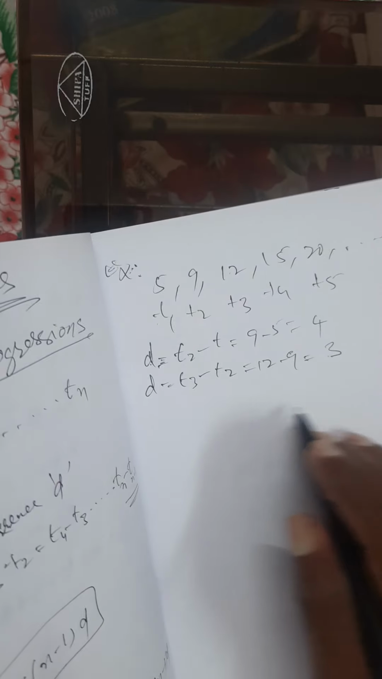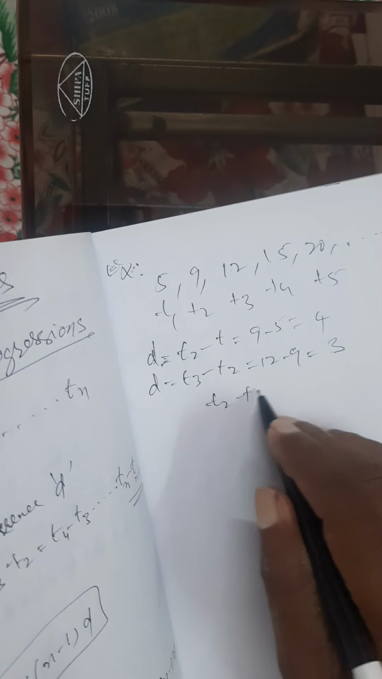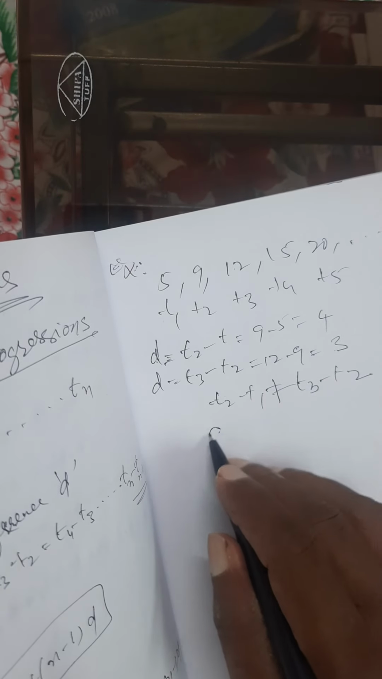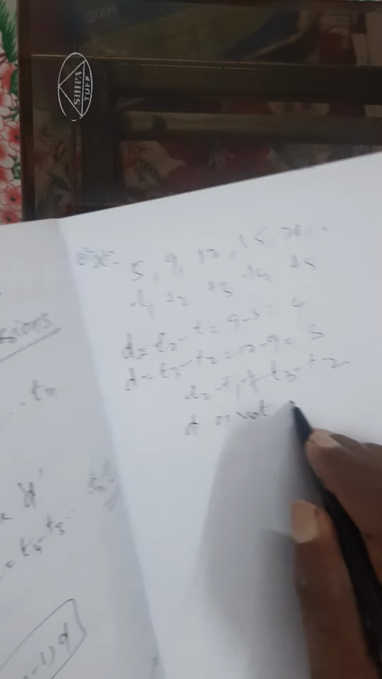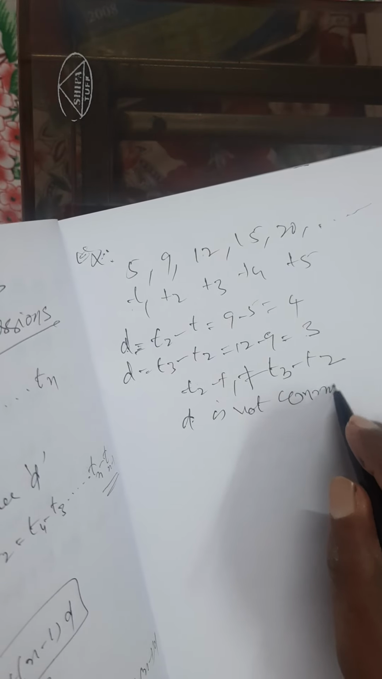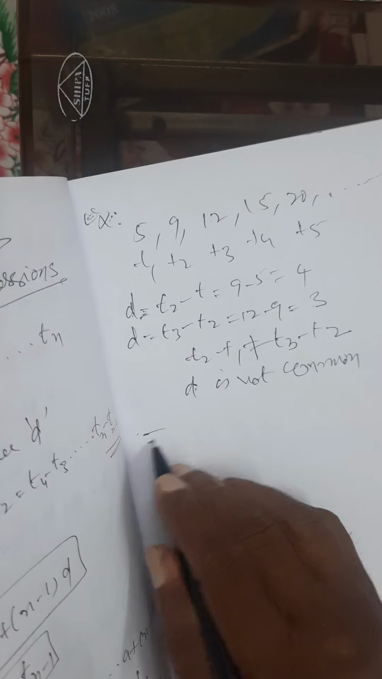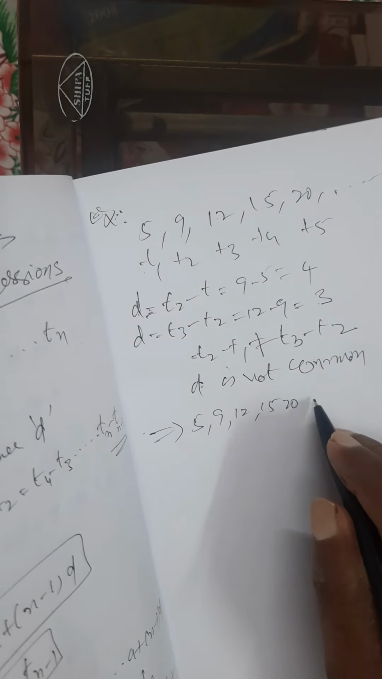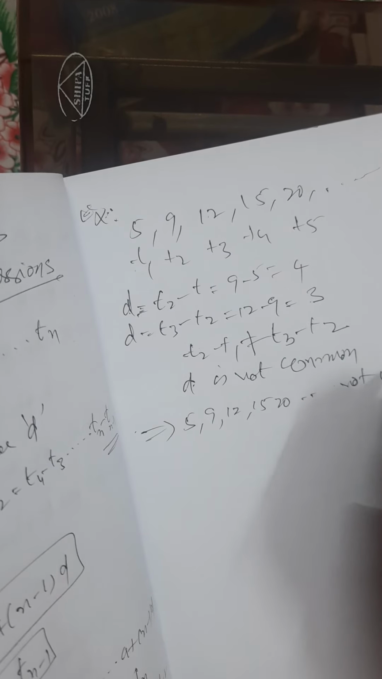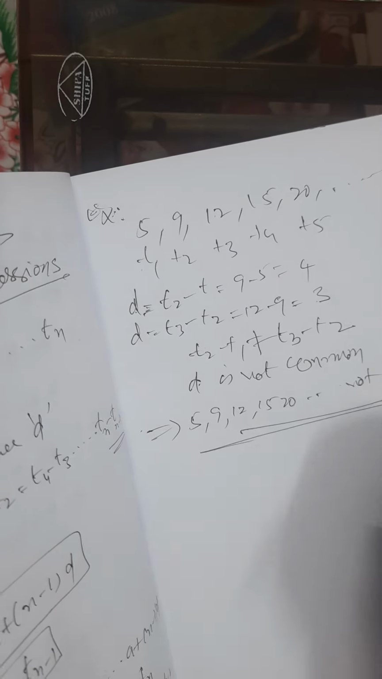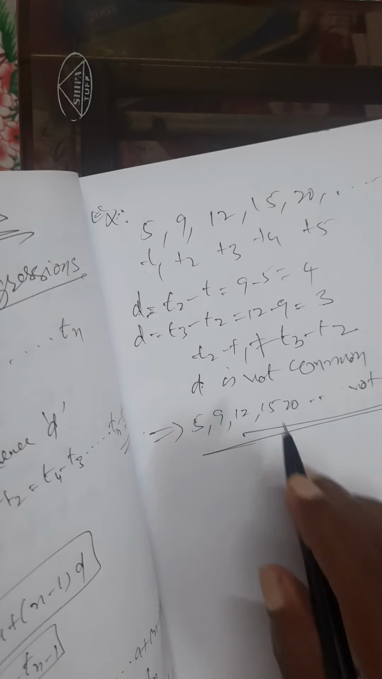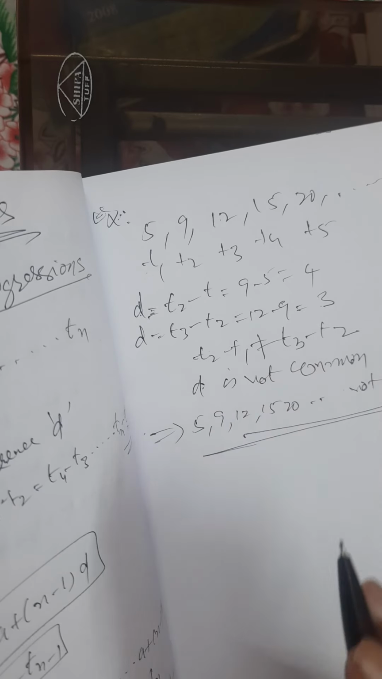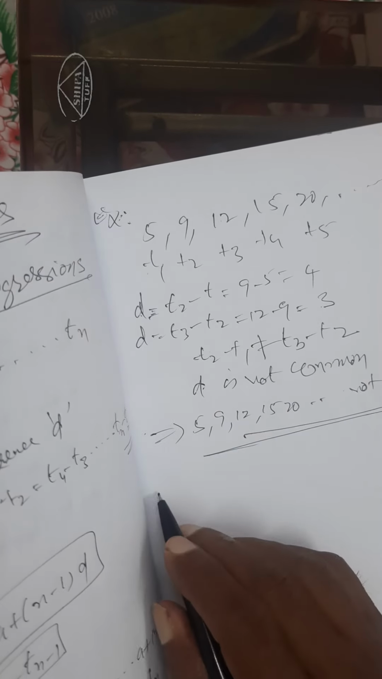This is 3. So T2 minus T1 is not equal to T3 minus T2. That D is not common. D is not common means that the given series 5, 9, 12, 15, 20 is not in AP. This is not in AP because D is not common. If D is common, D is the same, then only we can say that the given series is in AP.